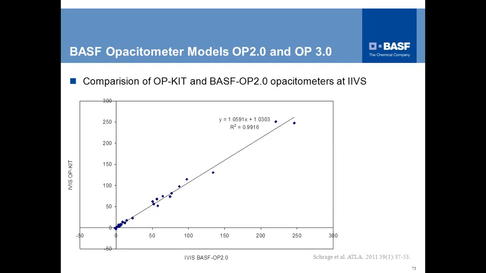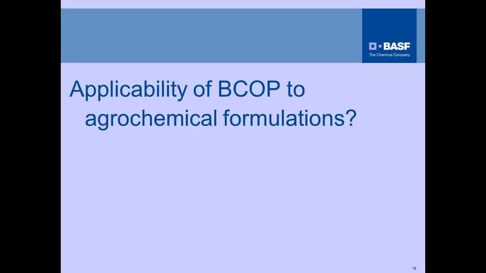The same or similar experiments have been performed at IIVS to see whether our equipment also works in a different laboratory, and this is shown in this graph. IIVS has also done an assessment of the BASF equipment compared to the standard equipment, and you can see here that we have a correlation of 99%.